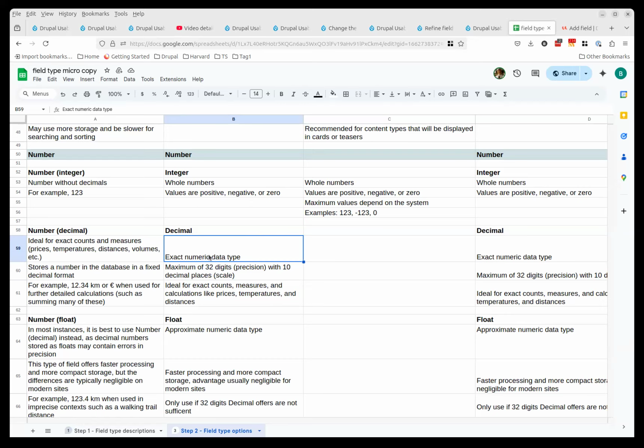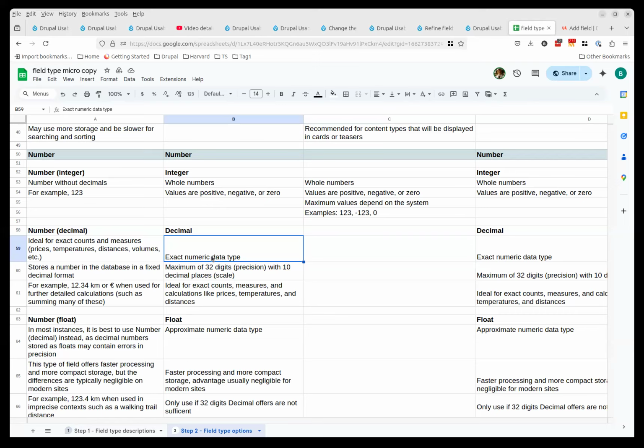Because that is sort of missing in the current state. It first starts with ideal, then it stores numbers in a fixed decimal format, which is picking up basically what decimal is, but that doesn't tell me, as someone who is less technical, what decimal means or what the purpose behind it is.